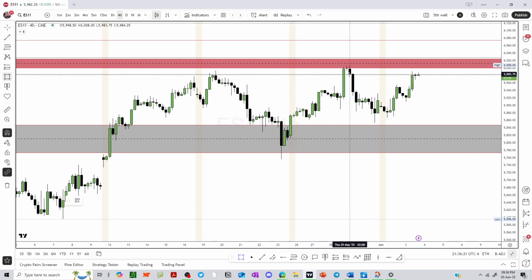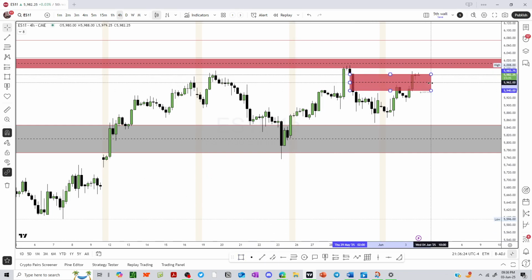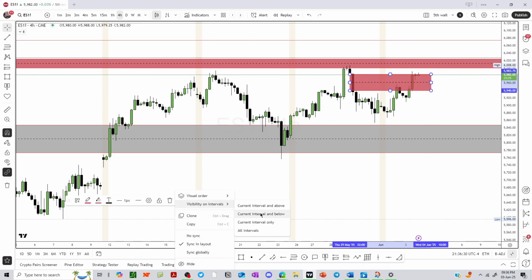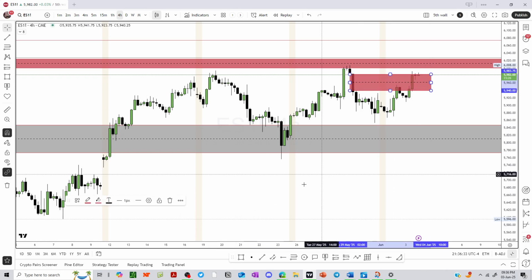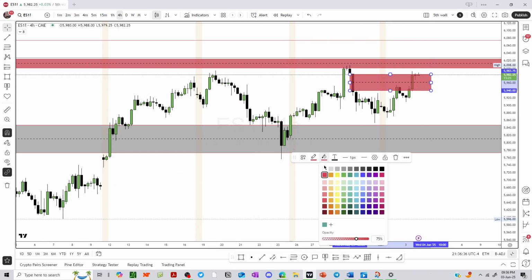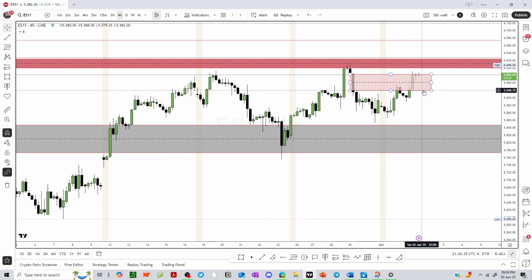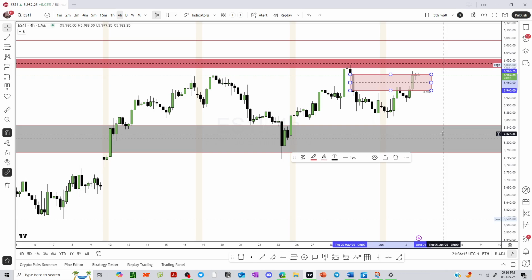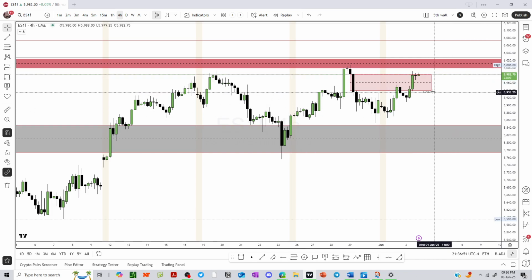So right now, with the current time frame and below, change it. Okay, then we have another fair value gap here.